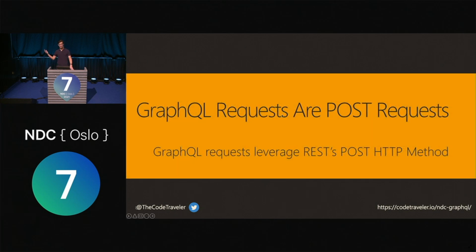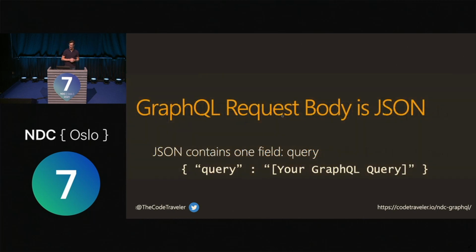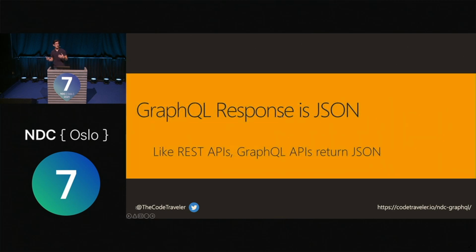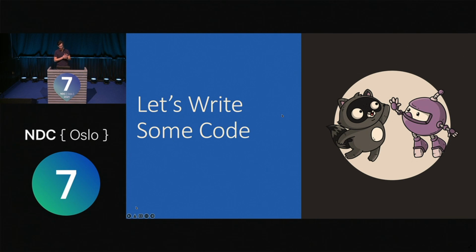GraphQL requests are just POST requests. So they leverage REST's POST HTTP method. So again, if you already know how to make a POST request, you know how to make a GraphQL request. That GraphQL request contains JSON in the request body, and that JSON just contains one field, query, to which we just copy paste our GraphQL query. And then that GraphQL response is JSON. So just like REST APIs, GraphQL APIs also return the same JSON that we know and love.